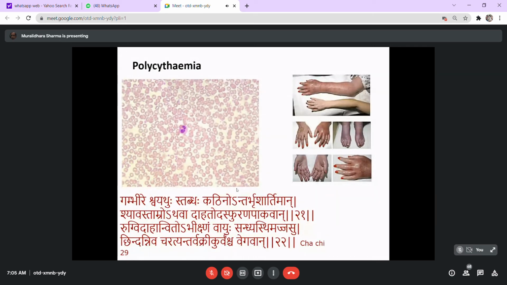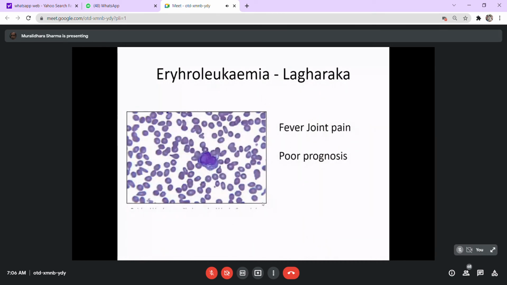Now, anyway, the assessment of polycythemia can also be done by the peripheral smear study, where the number of RBCs can be seen to be increased and their color also would be increased. This I would consider as Vatarakta, the features of Gambhira Vatarakta, where you will have the typical features of discoloration, Shyava, Tamra, Daha, Toda, Purana, Pakavan. And the treatment will be on the line of Vatarakta, which you have seen already.